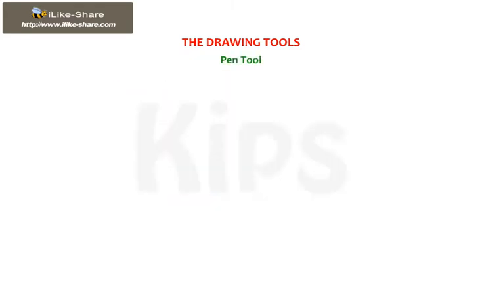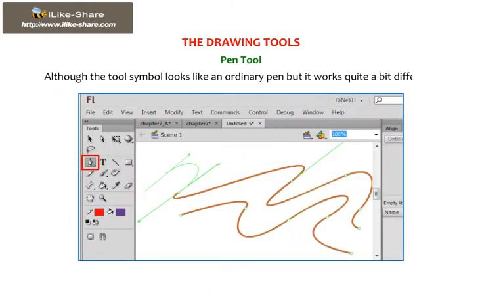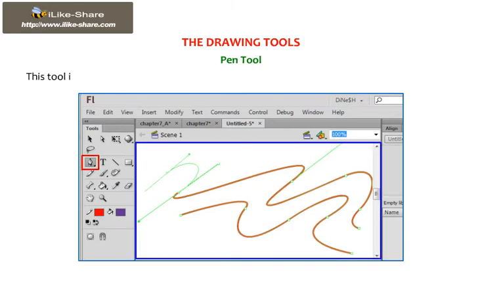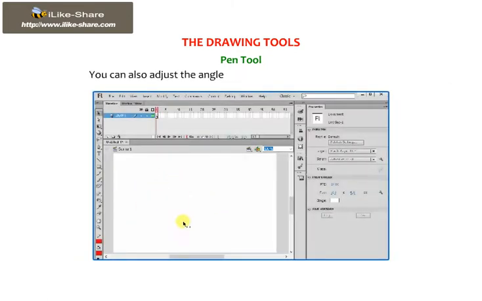Let us now talk about the pen tool. Although the tool symbol looks like an ordinary pen, it works quite a bit differently. This tool is used to draw precise paths in the form of straight lines or smooth flowing curves. You can also adjust the angle and length of the straight segments and the slope of curved segments afterwards.